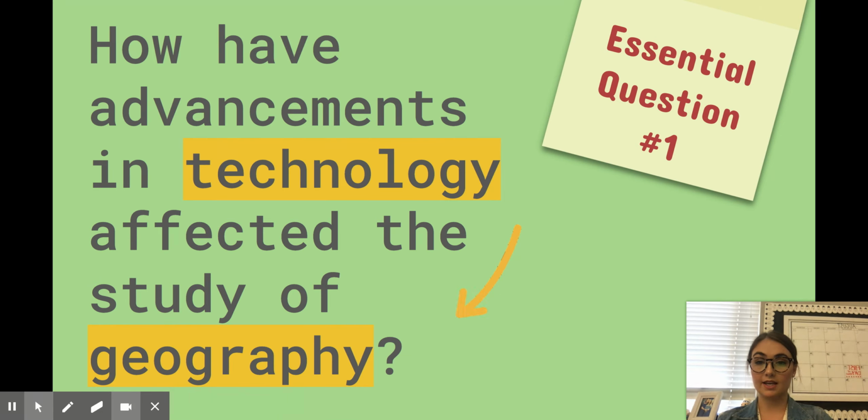Remember, you should be making your Cornell notes. This is the question that should be at the top. This is what we're trying to answer. How have advancements in technology affected the study of geography?